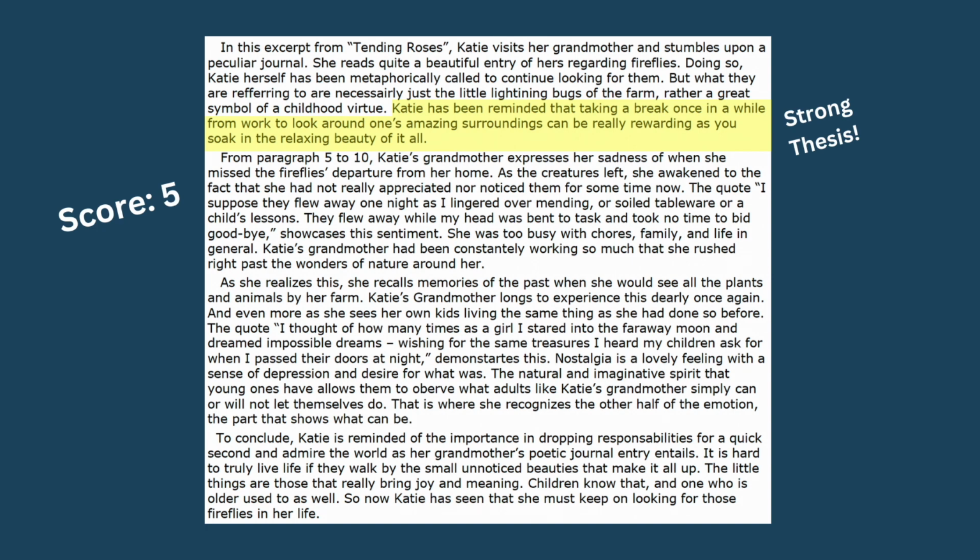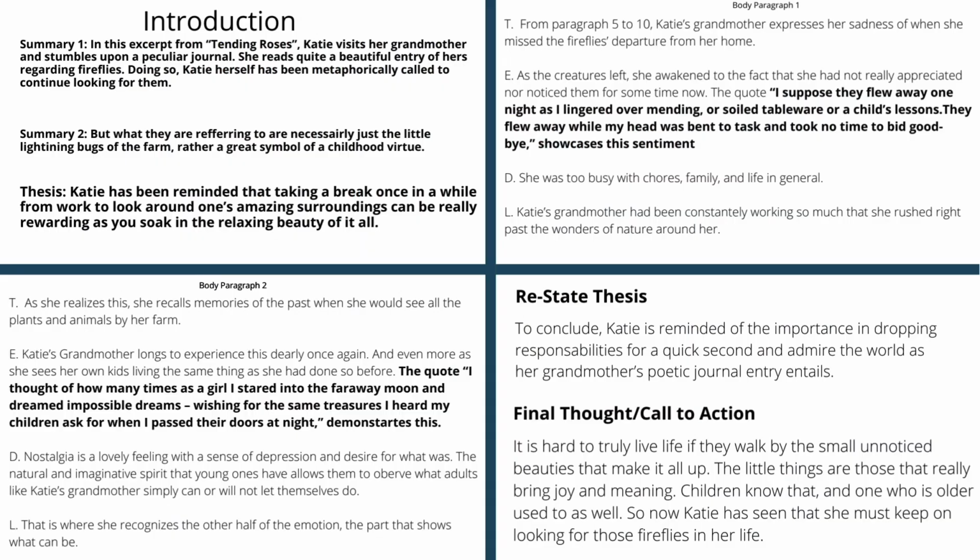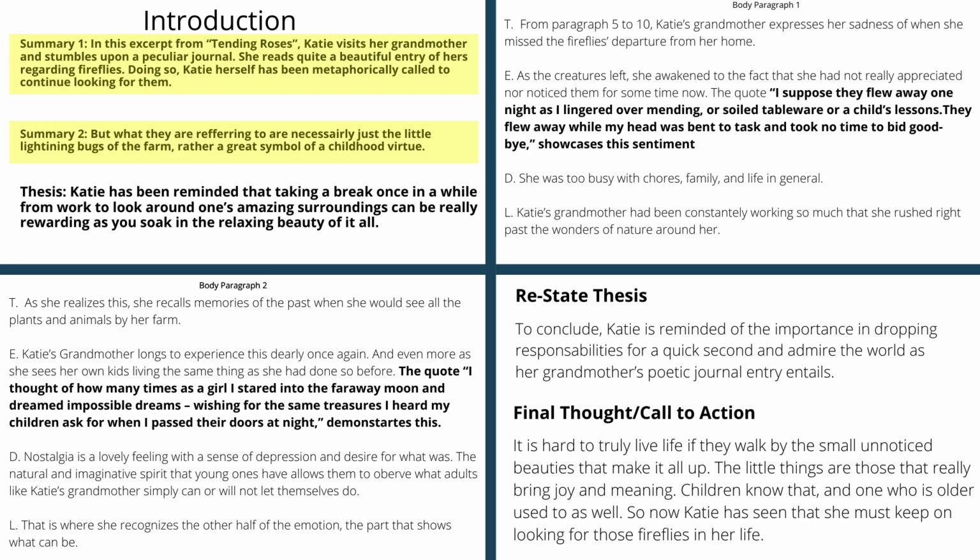So I have taken this entire response, and just our luck, it fits perfectly into this chart. Okay, the first two sentences, we've got summary 1 and summary 2. This is where they kind of sum up the reading passage. In this excerpt from Tending Roses, Katie visits her grandmother and stumbles upon a peculiar journal. She reads quite a beautiful entry of hers regarding fireflies. Doing so, Katie has been metaphorically called to continue looking for them. But what they are referring to are necessarily just the little lightning bugs of the farm.